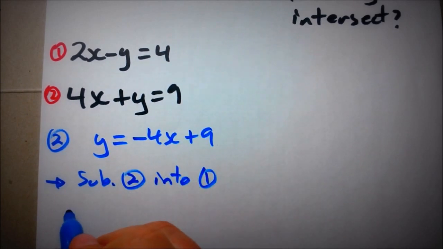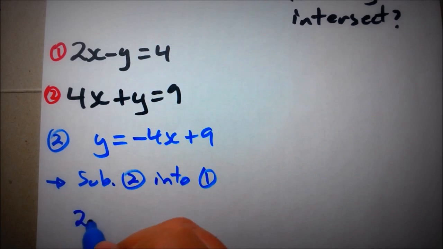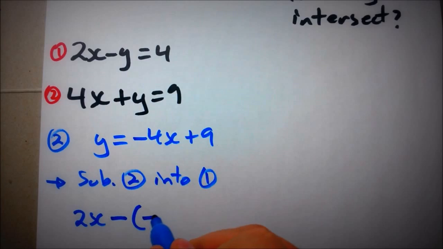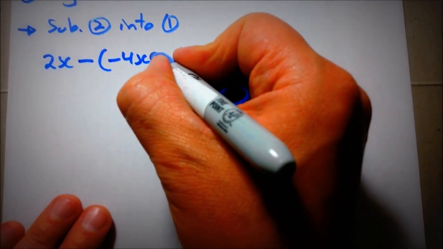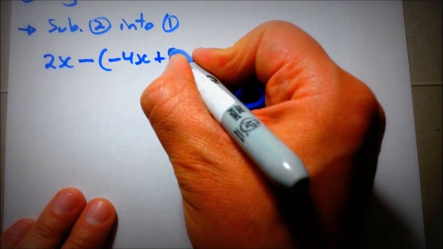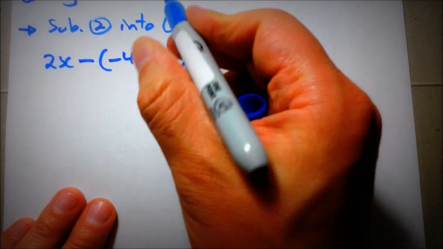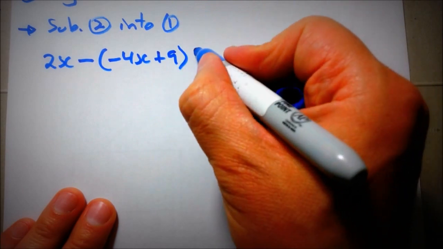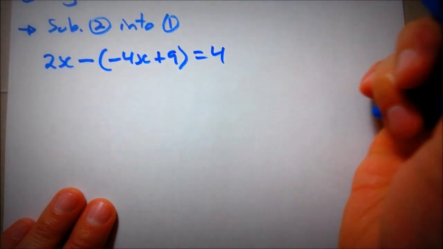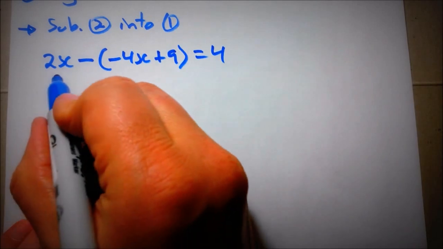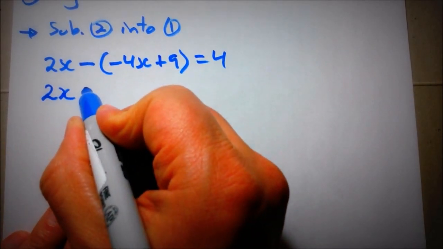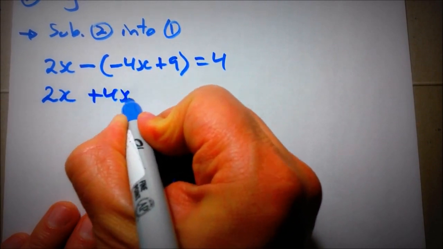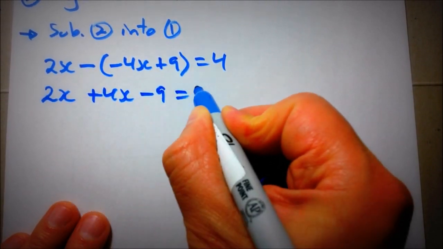So let's do that. Equation 1 is 2x minus y. Well, our y is this now: 2x minus the bracket negative 4x plus 9, close brackets, equals 4. Next, let's start simplifying this. There's a minus in front of the bracket, so this becomes positive 4x, this becomes negative 9, equals 4.